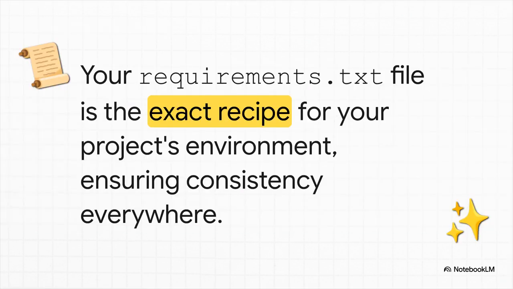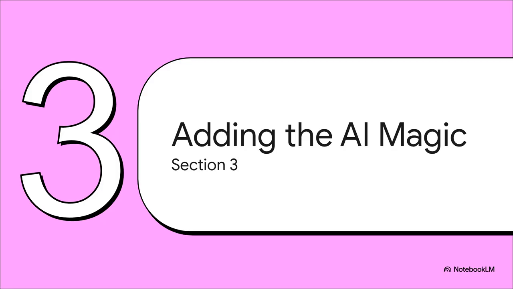Now, that last step is all thanks to this little file, requirements.txt. You should think of it as the literal recipe for your project's kitchen. You create it with one command, pip freeze, and it lists out every single library and its specific version. This is what guarantees your setup is identical everywhere, on your machine, your friend's machine, or on a server in the cloud. Okay, our foundation is solid. Our workspace is clean.